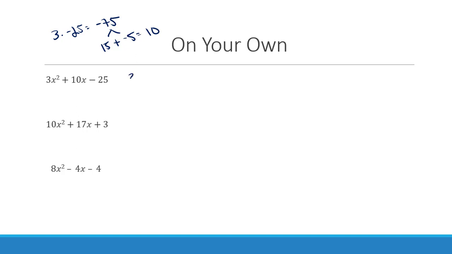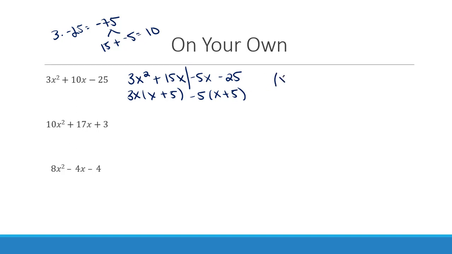And so now I'm going to rewrite this as 3x squared. Notice it really doesn't matter what order you write these numbers in, by the way. So I'm just going to write them the same order I had them written here. I'm going to split it down the middle and take out a 3x, which leaves me with x plus 5. And then I'm going to take out a negative 5, which also leaves me with x plus 5. And so now I've got x plus 5 and then 3x minus 5.